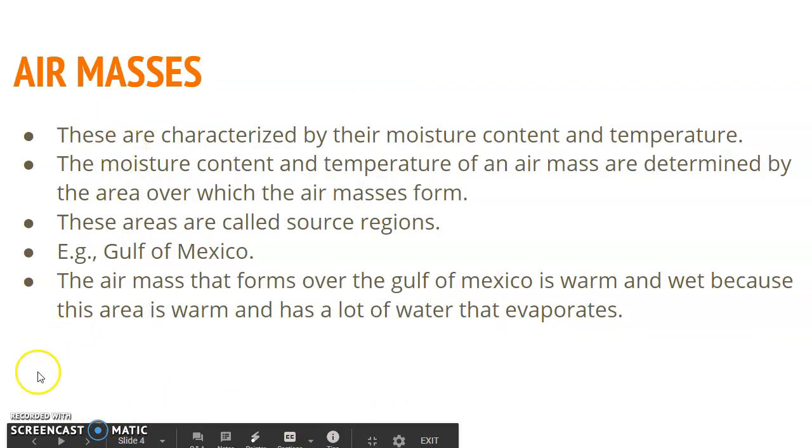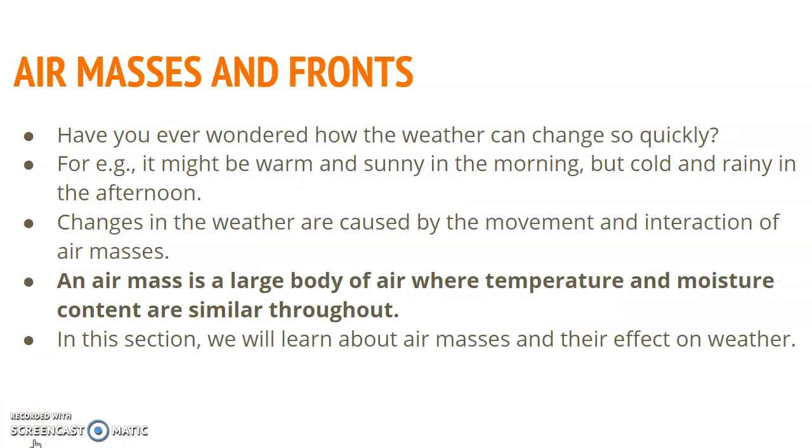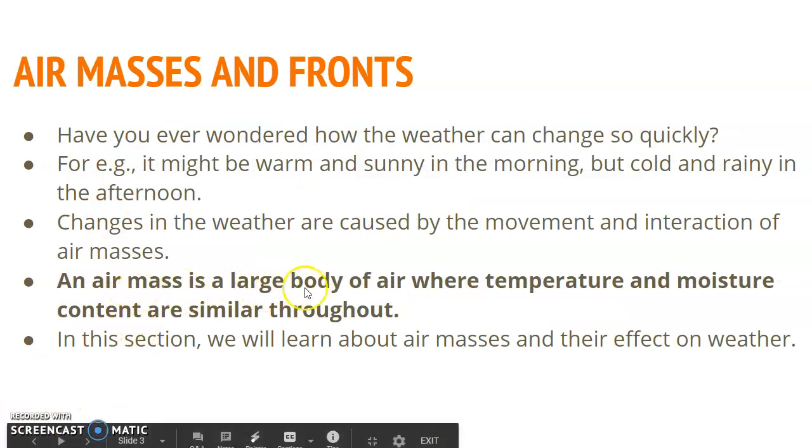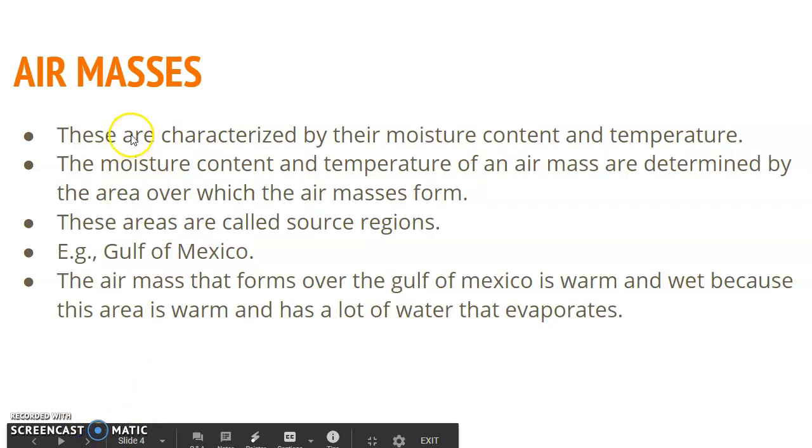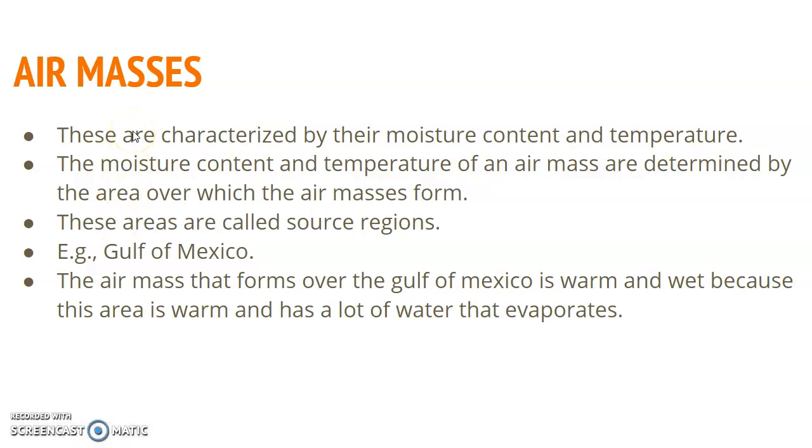Now, air masses, as we know from here, are literally the large body of air where temperature and moisture content are similar, right? Now, these obviously are characterized by their moisture content and temperature. And they can further be determined by the area over which air masses form. And these areas are kind of known as source regions.